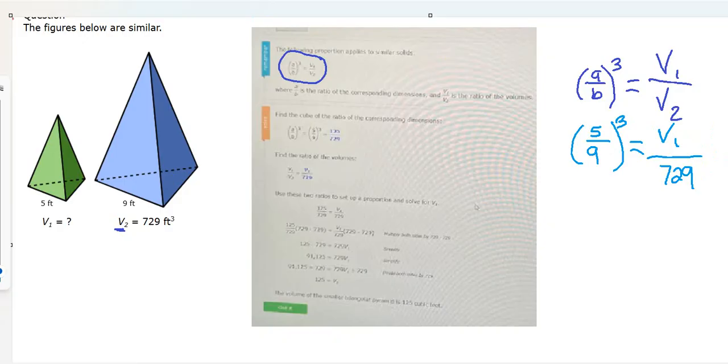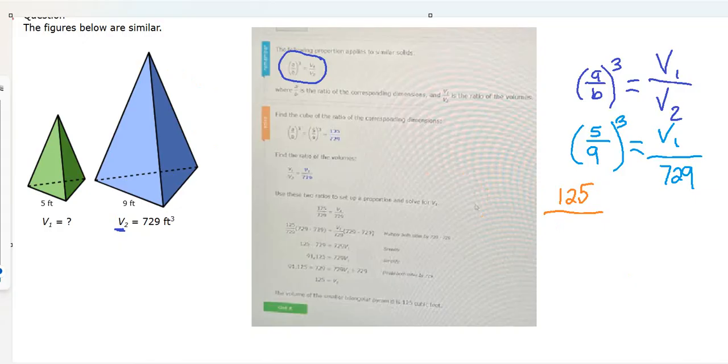Next step, Max. Cross multiply. Nope, my bad. Gotta cube that. Cube it. All right, do that first. 5 cubed is 125. Let's see, 9 cubed. 729. Oh, 9 cubed is 729.